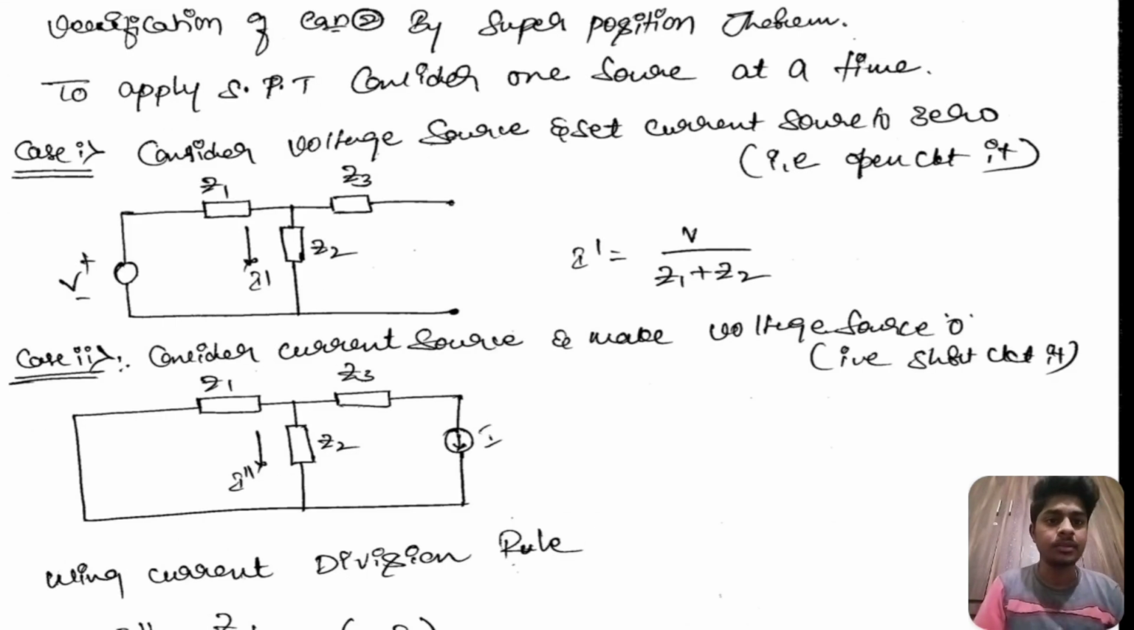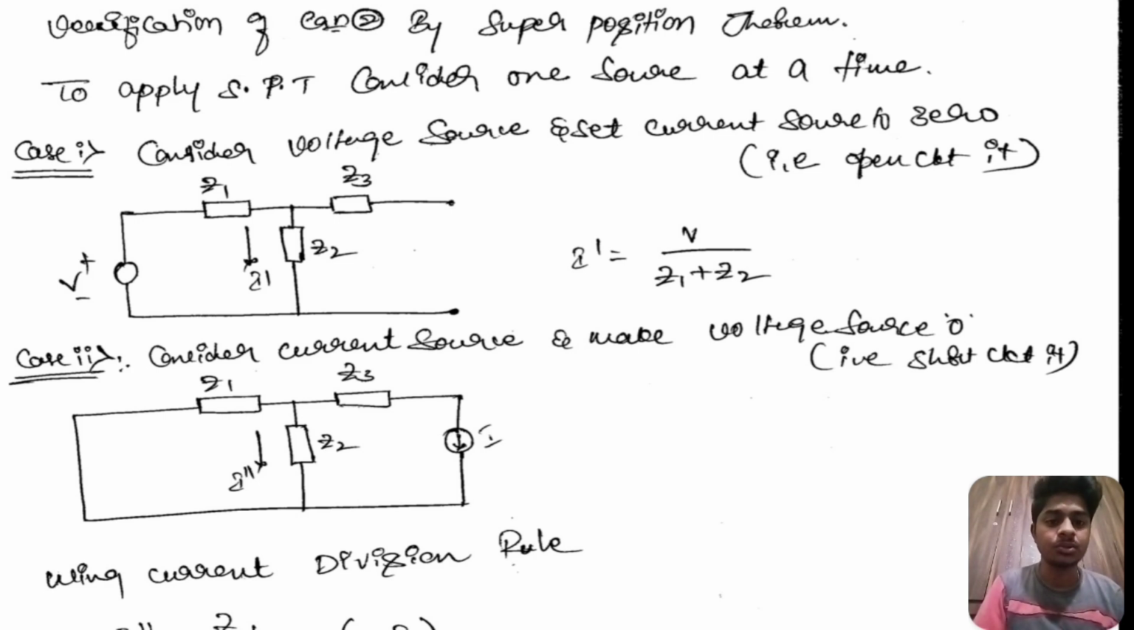Let us verify the superposition theorem. To apply the superposition theorem, consider any one source. We have to make the other voltage source or current source zero by short circuiting or open circuiting. Let us consider the voltage source first and set the current source to 0, which means the current source is open circuited. I dash equals V by (Z1 plus Z2).